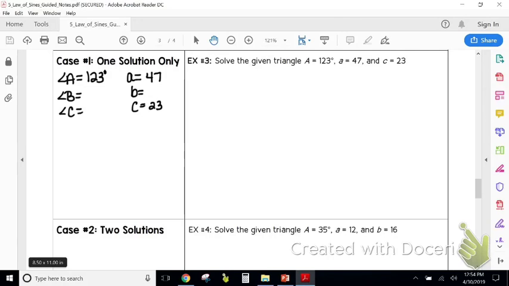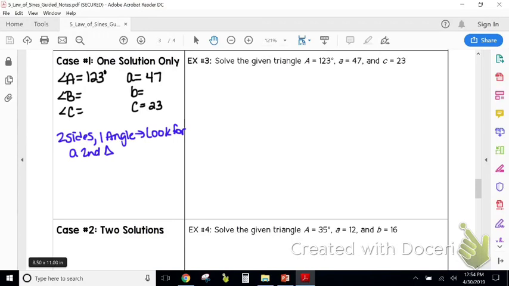And I notice that I have two sides and one angle. What are we going to do? We're going to look for a second triangle. So here's the thing basically, and you'll see as we solve this, if I have to use the inverse sine button, there could be a second triangle.